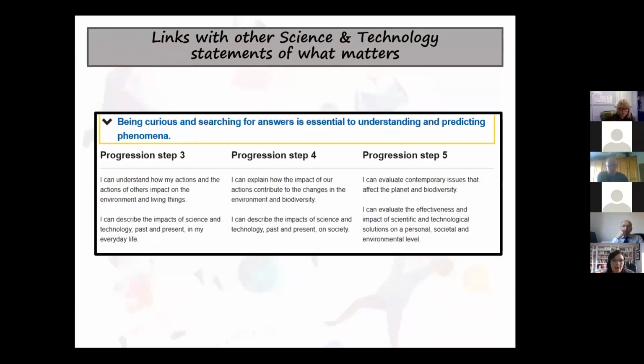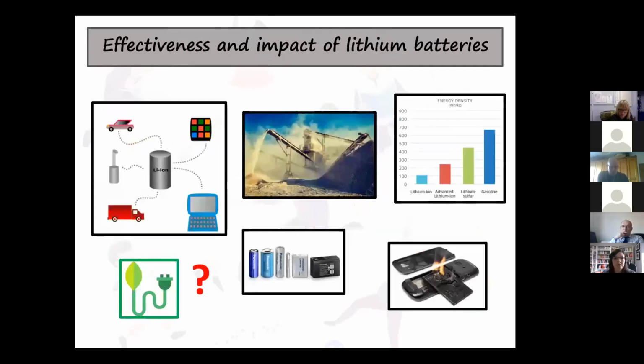And just one last bit is where we link with the other statements of what matters. So we've got to build those connections to enable them to learn and understand and to get the knowledge into that long-term memory so they become fluent and can build on it. We've got to make those connections. So here I'm linking to what matters 1 within science and technology, which is all about being curious and searching for answers. If we look at the progression step 5, it says I can evaluate the effectiveness and impact of science and technology solutions on personal, social and environmental level. So we just have a look at that really quickly.